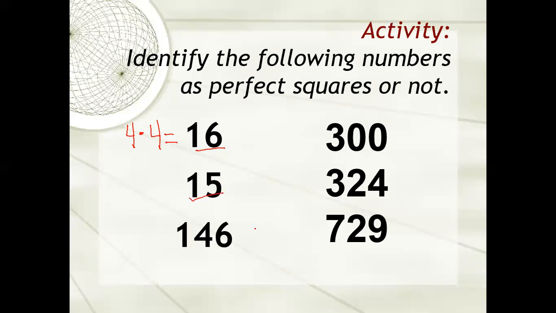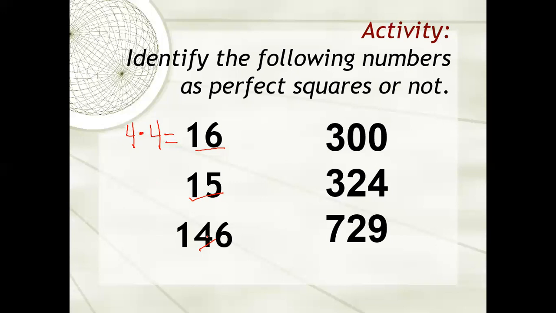How about 146? Is 146 an example of a perfect square number? It's not an example of a perfect square number. Still, because we cannot think of a factor of 146 that when you multiply it by itself once, it will give us a product of 146.